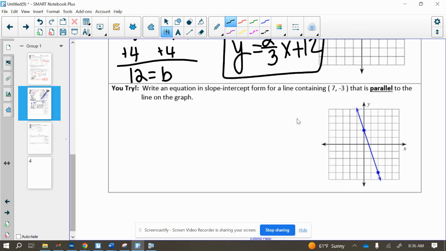All right, your turn to try. You're going to first look for the slope of this line and use its parallel slope. And then you are going to write the equation of that line going through our new point, 7, -3. You can first write down the slope, then write down your equation.